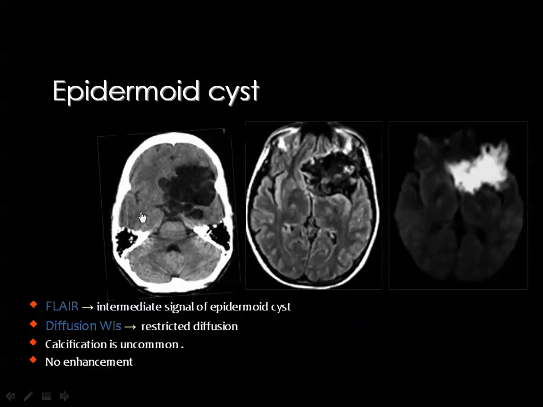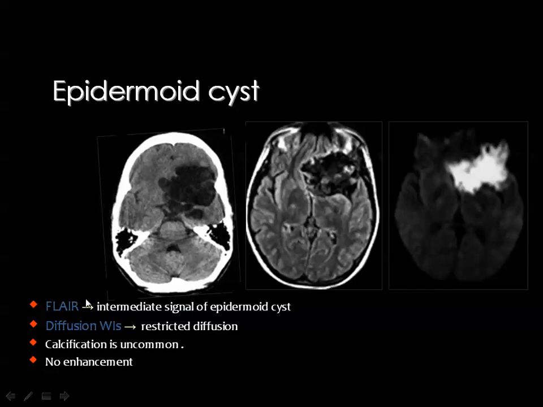And this is an epidermoid cyst in the suprasellar area extending into the sylvian cistern, and it has the characteristic lobulated appearance. In this CT image it shows hypodense texture. In the FLAIR image it does not show typical CSF signal, and in the diffusion image it will show restricted diffusion, as you can see.